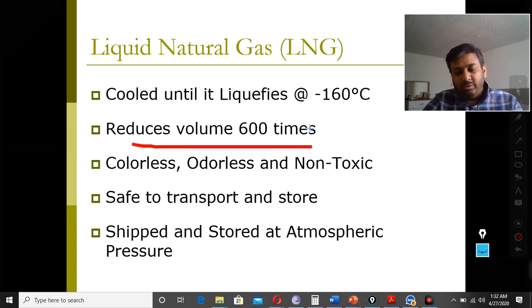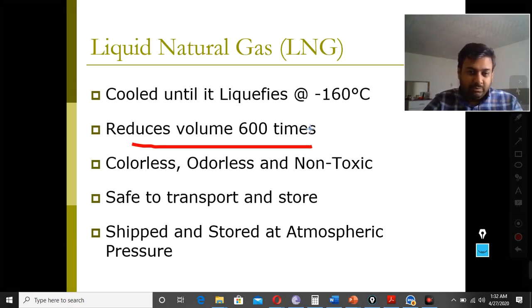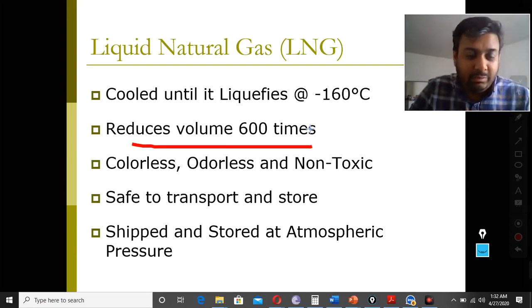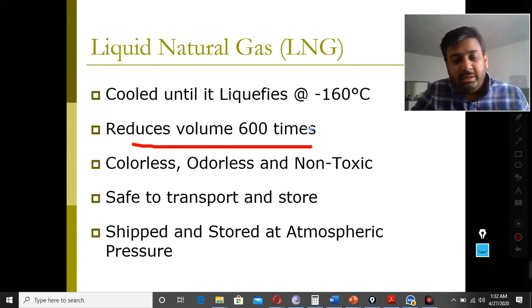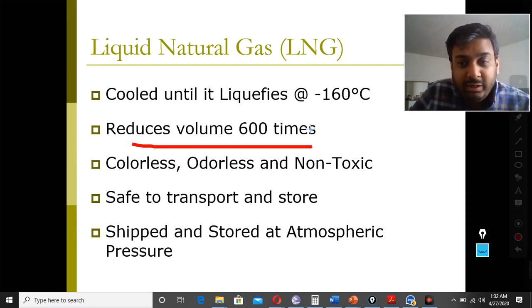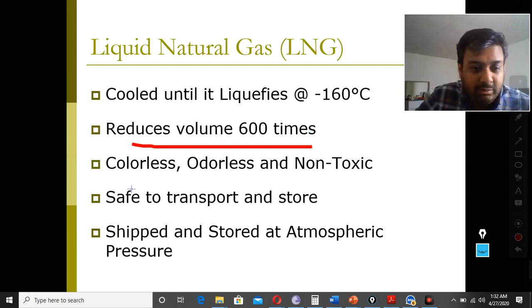For example, if you want to transport without the compression, it is very hard because the volume is just too much. What we do, we compress it. When it becomes liquid, it's very much compressed, 600 times compressed. So when it is compressed, you can easily transport it using any tankers, but we have to maintain the temperature of minus 160 degrees. And it is colorless, odorless, and it is quite safe.